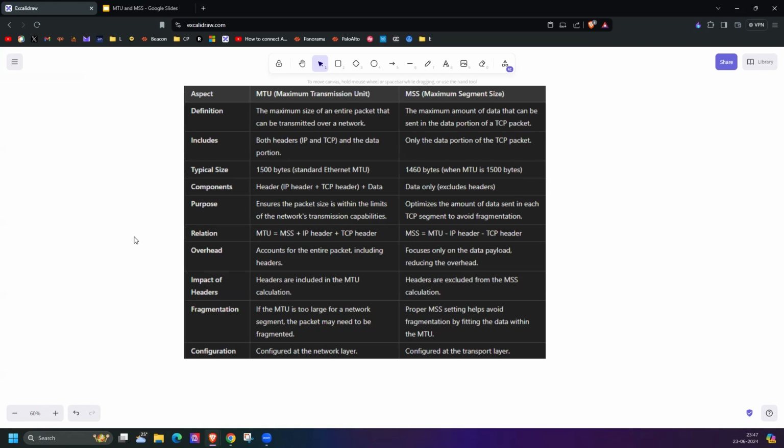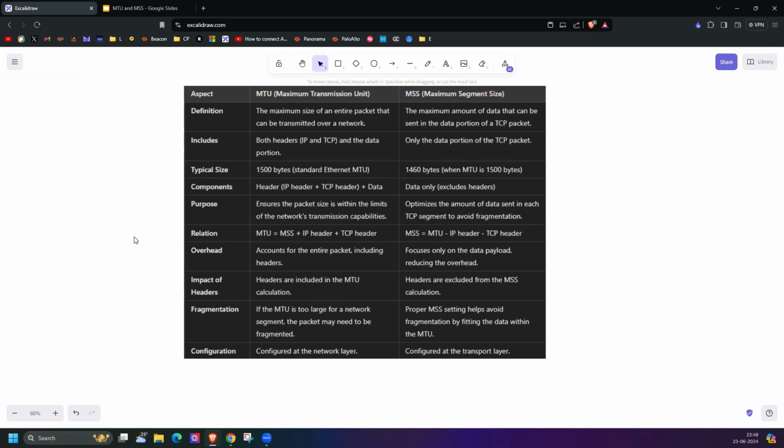It's always dependent on the MTU value, because we have to exclude the networking headers, like the IP header and TCP header. If we are using IPsec VPN, then we have to exclude the IPsec VPN header as well. It's always dependent on the MTU. Now, components: MTU is the IP header, TCP header plus data, whereas MSS is the actual data.